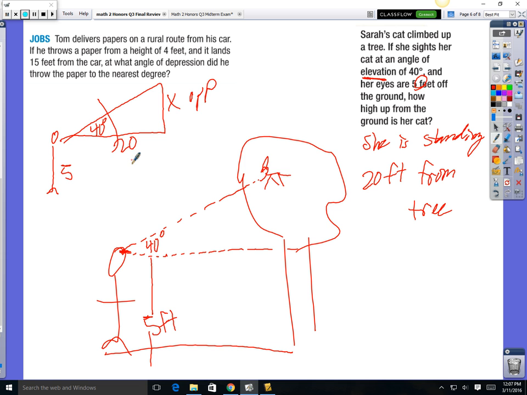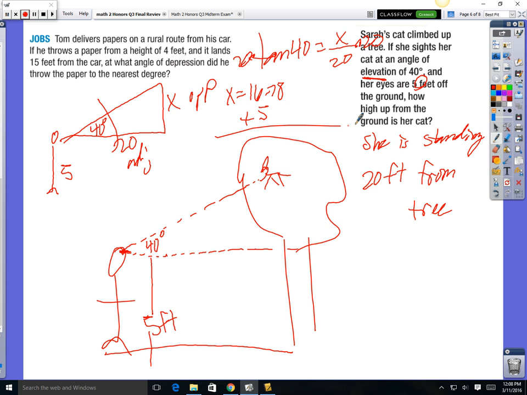That's opposite. That's adjacent. So we're going to do tangent. Tangent of 40 equals opposite over adjacent. So now times this by 20. 20 times the tangent of 40. So this x is 16.78. Plus we're going to add it to her 5. So the cat's 21.78 feet up in there.